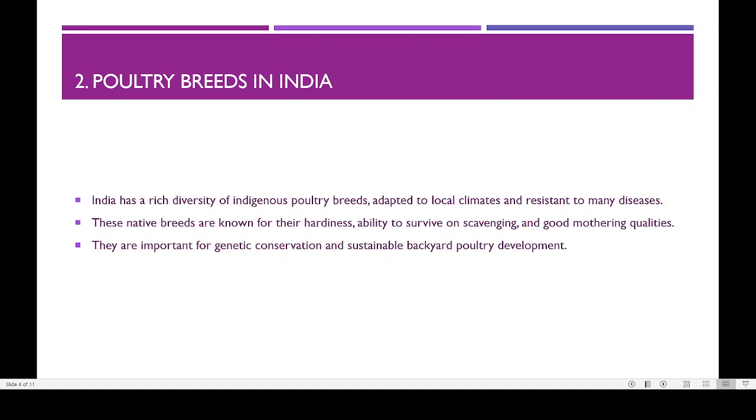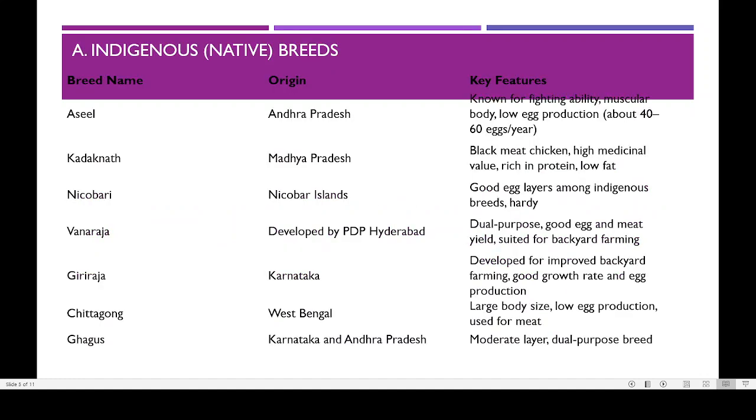Backyard poultry development means we are not rearing hens at a larger scale. We only rear a few hens, maybe 10 or 20, so that we get enough eggs for our household needs. That level is known as backyard poultry rearing. Another is poultry rearing at a commercial level, where we are producing thousands of eggs and selling them.